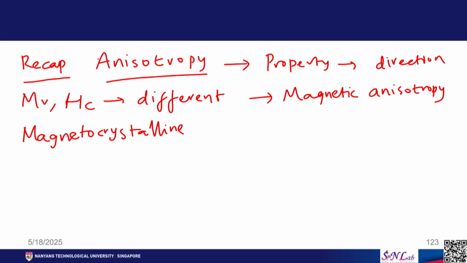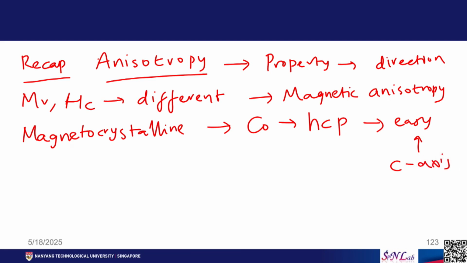So, first type we learnt is magnetocrystalline anisotropy. If the magnetic atoms like cobalt are in certain crystallographic structure like hexagonal close pack structure, then the easy direction is along the C axis. We haven't learnt about what is hexagonal close pack structure, what is C axis and so on. Maybe today we will do that, after we finish the remaining parts of magnetism.